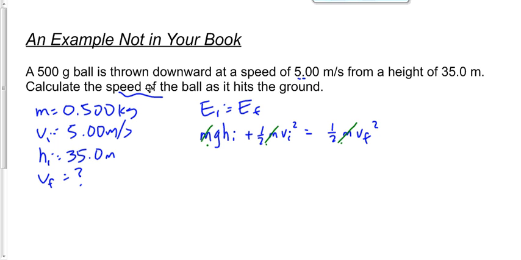G, we're going to say, is 9.81. HI is 35 meters, plus 1/2 VI squared, 1/2 of 5 squared. By the way, in this one, we're probably not going to rearrange it before we plug in our numbers. It just gets a little bit too ugly. Let's solve this now.